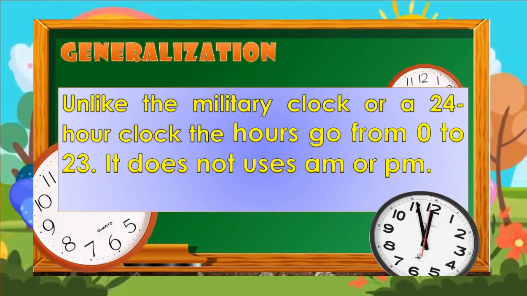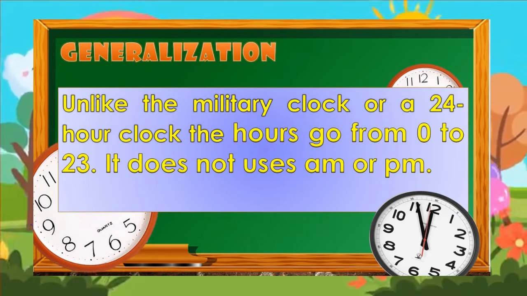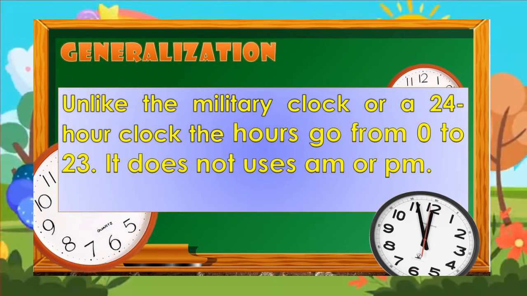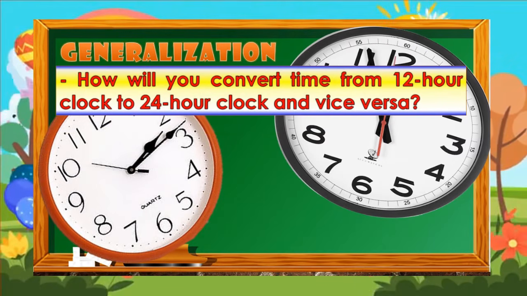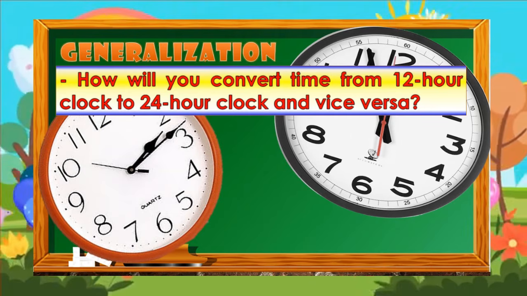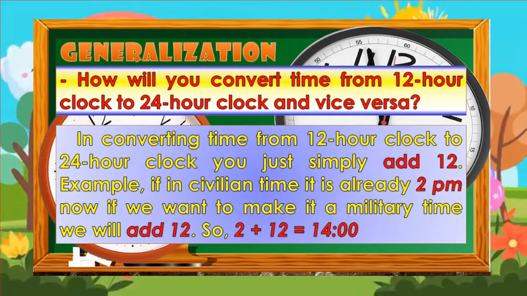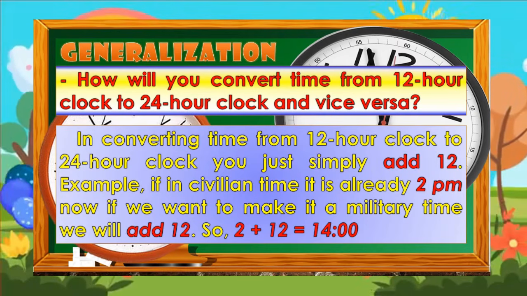Unlike the military clock or a 24-hour clock, the hours go from 0 to 23. It does not use AM or PM. And the next question is, how will you convert time from 12-hour clock to 24-hour clock and vice versa? In converting time from 12-hour clock to 24-hour clock, you just simply add 12.